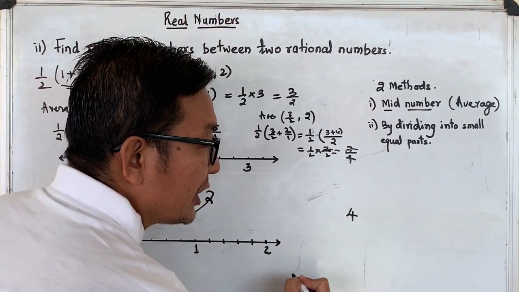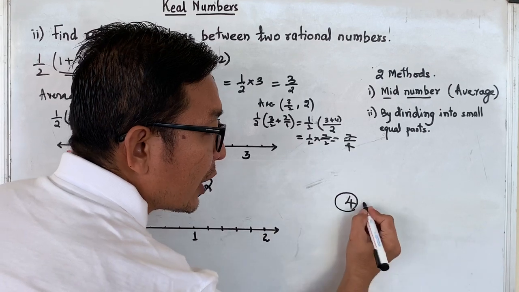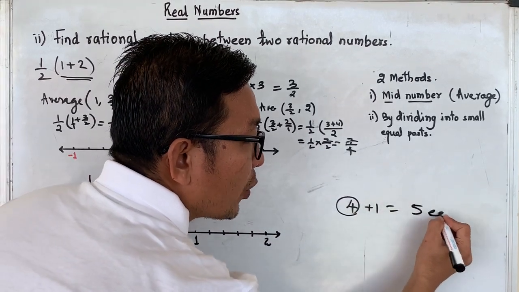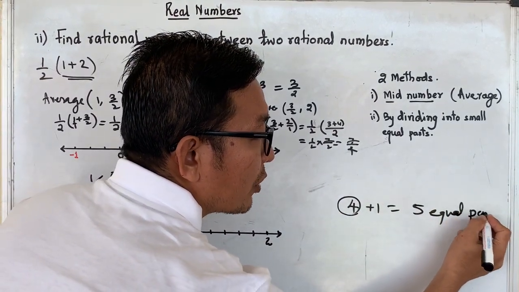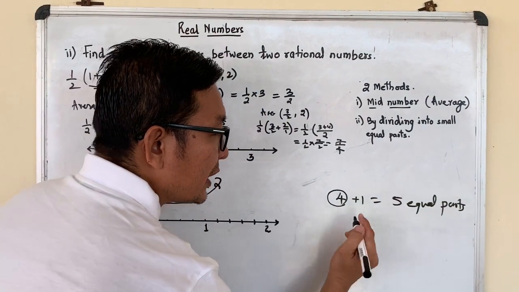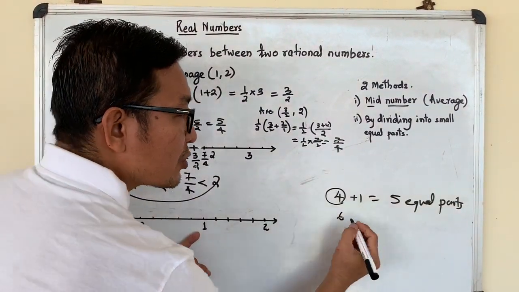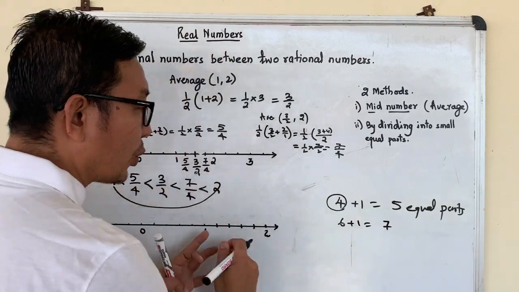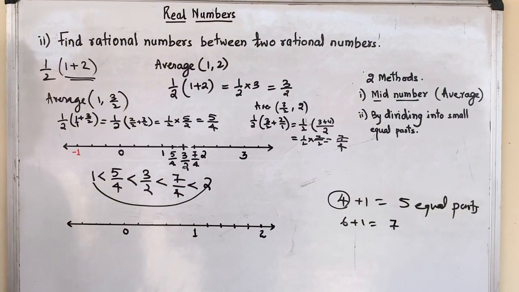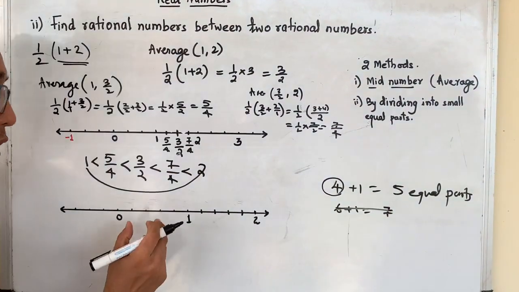To find 4 rational numbers, 4 + 1, 5 equal parts. To find 6 rational numbers, 6 + 1, 7 equal parts.